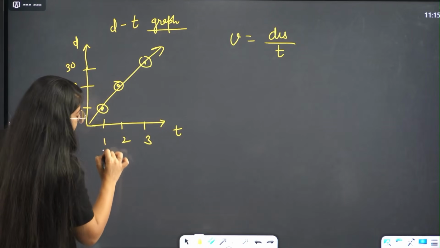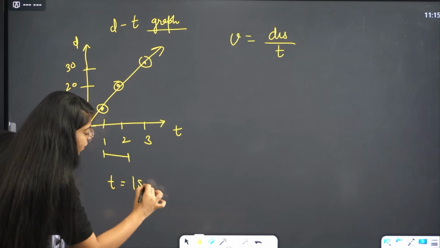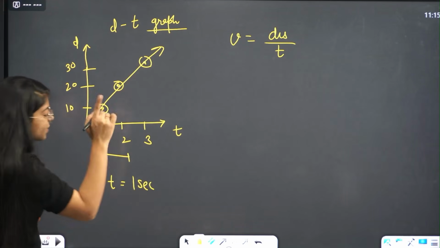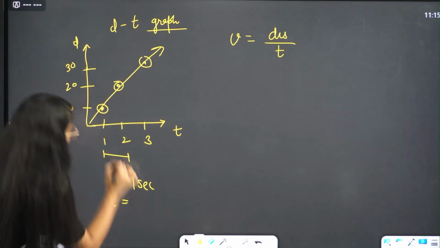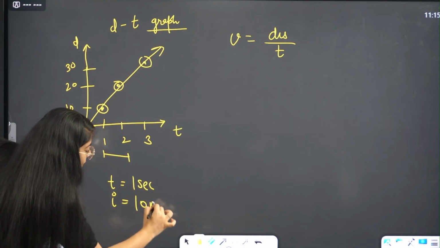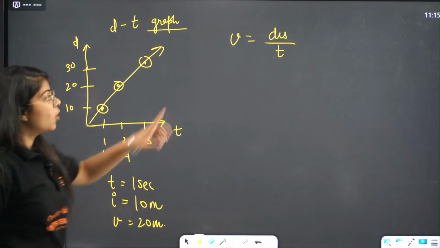From first second to 2 second. The time is 1 second. Now initial point is 10 meters, and final point is 20 meters. So what is velocity?